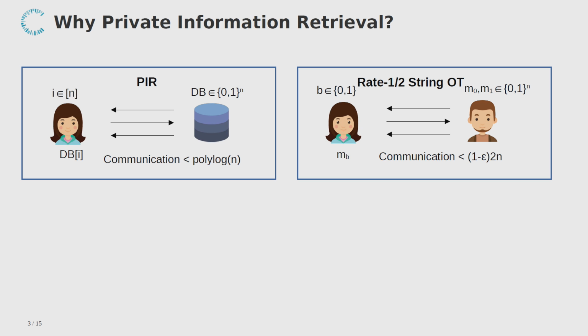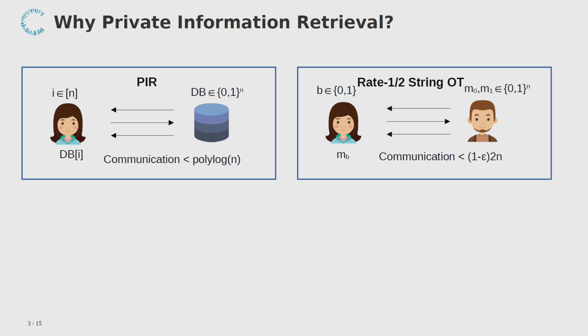I don't really want to go into too much detail, but one example here is string oblivious transfer, where 2 parties interact, Alice and Bob. Alice here is on the left. She has a bit, and she's supposed to learn, and Bob has 2 message inputs, M0 and M1, and Alice is supposed to learn exactly one of them. And as soon as the communication is less than both of the strings together, this is already a kind of non-trivial private information retrieval. So any lower bound that applies to non-trivial private information retrieval also applies to this.